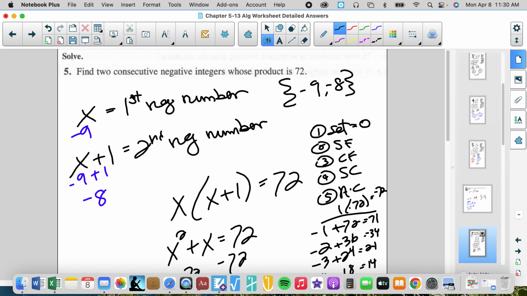Negative 9 times negative 8 is positive 72. So we plug that in, and then we find the next consecutive number. Consecutive is going to be increasing order, hence why I added 1. You wouldn't subtract 1, that would not be consecutive. That would be going in the wrong direction.